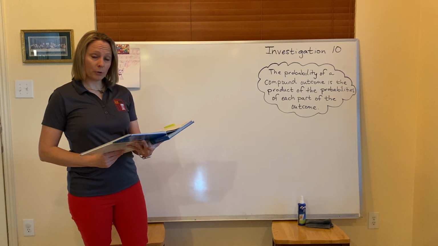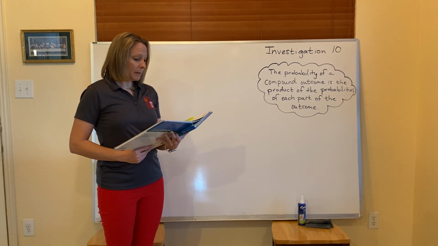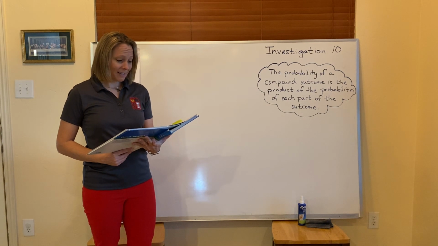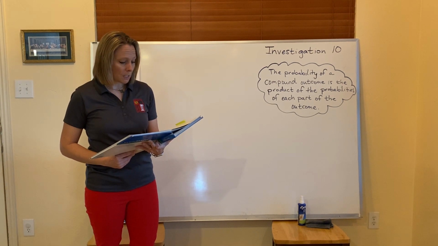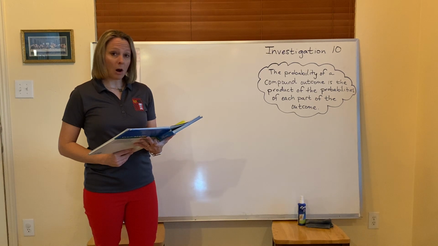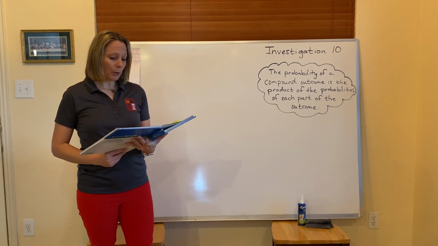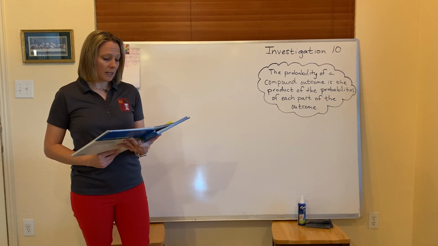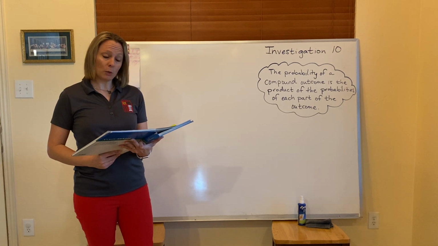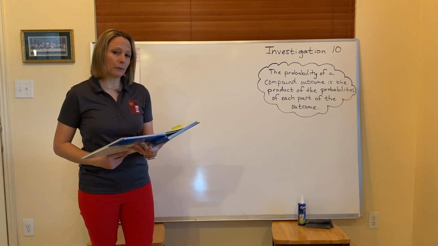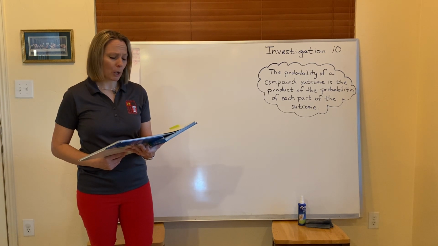I'm on page 524. Some experiments whose outcomes are determined by chance contain more than one part. Such experiments are called compound experiments. In this investigation, we will consider compound experiments that consist of two parts performed in order. Here are three experiments. So these are three different experiments that each have two parts.